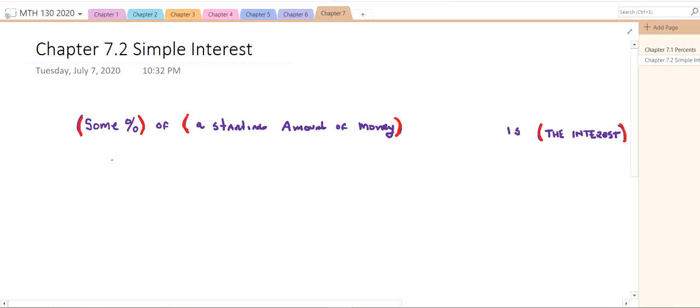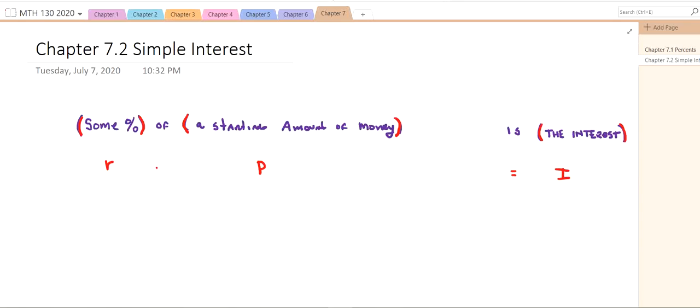So I could write this as a percent. Typically, we'll write this as R times, and a starting amount of money, we'll often call this P. I'll tell you why in a second. And R times P equals the interest, I.